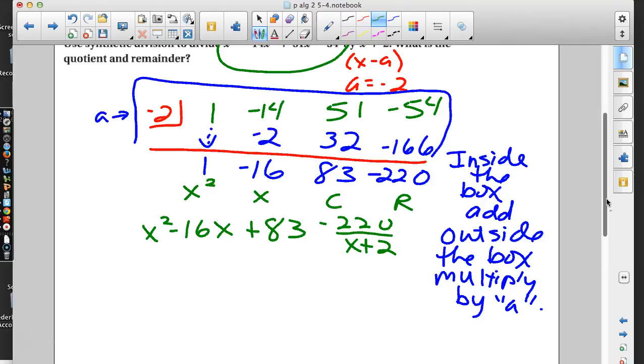There's our answer. And we didn't have to do any long division. Ta-da! Or should I say abracadabra? There it is. Math magic.